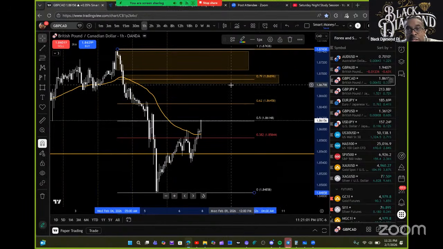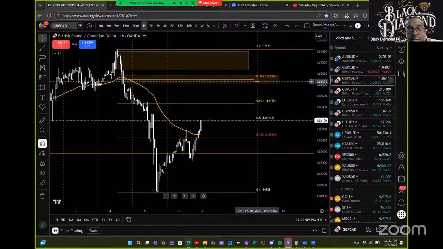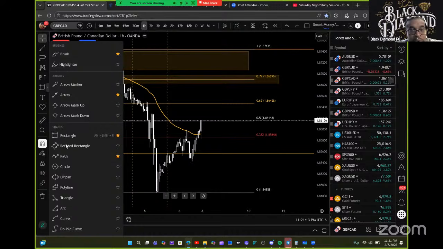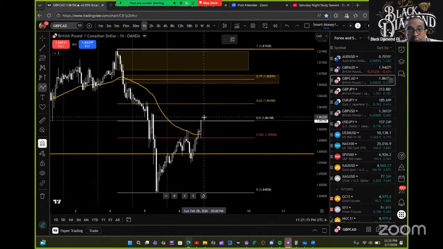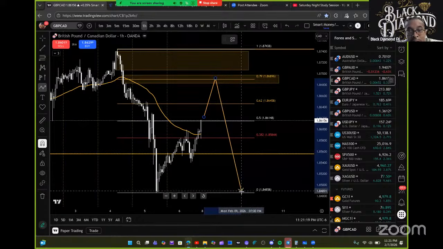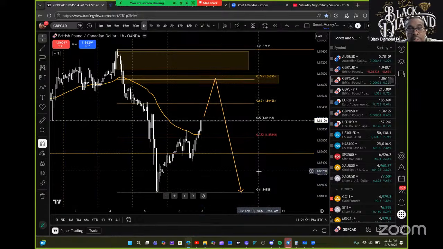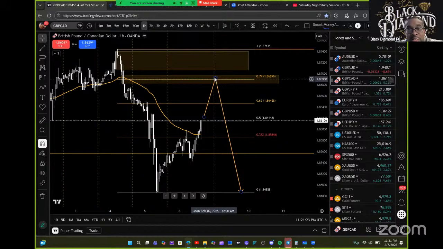But if I'm looking at it, see this area right here? Look at how this fair value gap is right up in that 0.79 area. So I can probably expect price to come more into here, and then we can target that low right there. Now, just because I'm expecting it to happen, don't mean it's going to necessarily happen, because price could come all the way back up here.